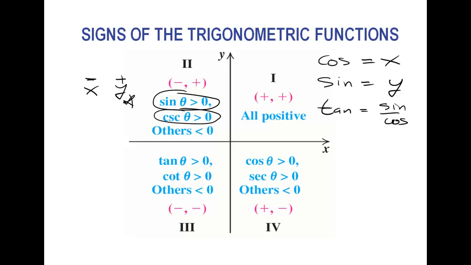Now, cosine is obviously negative, and since cosine is negative but sine is positive, we get tangent is negative. And then since cosine is negative, secant is negative, and because tangent's negative, cotangent's negative, and that's why all the others are negative. Okay? So you don't have to memorize this stuff. It's just built on sine and cosine.